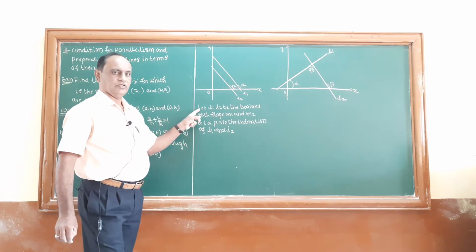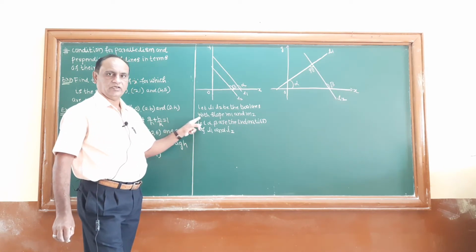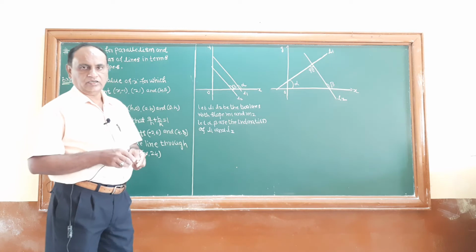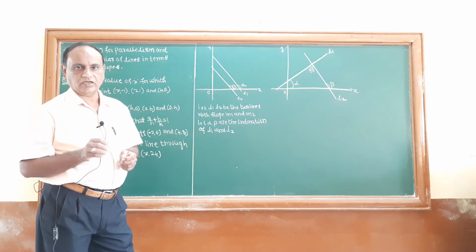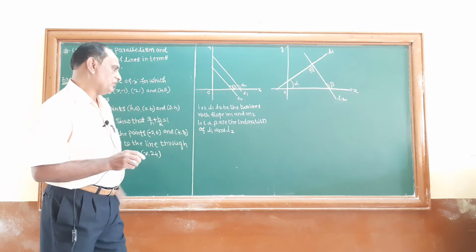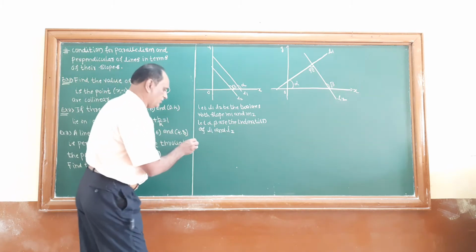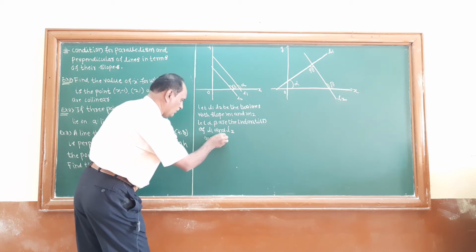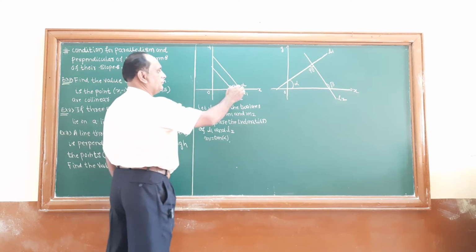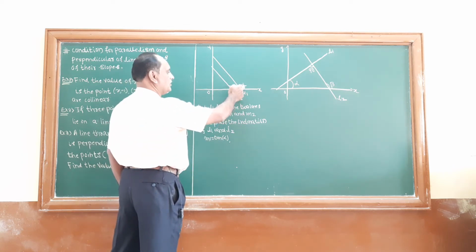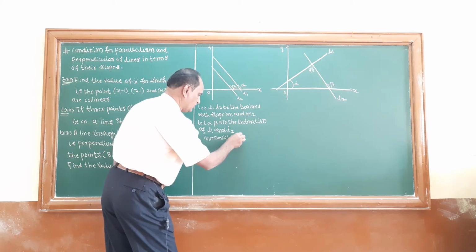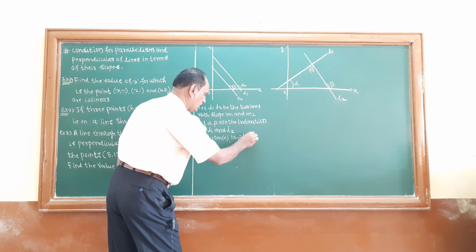L1 and L2 are two lines with slopes m1 and m2. Let alpha and beta be the inclinations of the straight lines L1 and L2. Then the slope of the first line, m1, is tan alpha. Similarly, the slope of the second line, m2, is tan beta.